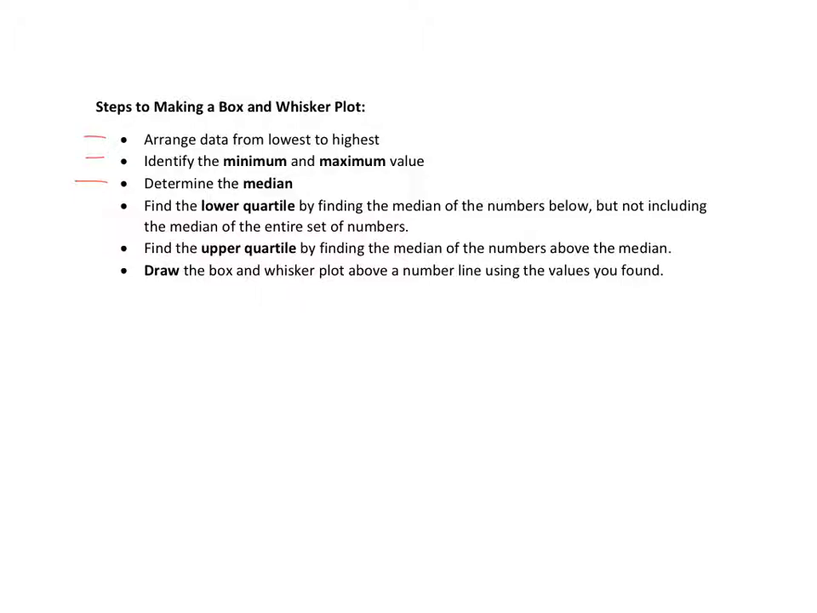And then we find our Q1, or our lower quartile, and we find the median of the numbers below the median, not including the median. And we find the upper quartile by finding the median of the numbers above or greater than the median. Notice that for these two, we do not include the median when we're calculating those. And then we draw the box and whisker plot using those values. So the box goes around the middle three numbers with a line above the median, and then we draw a line out to the whiskers with just a little tick mark at the ends so that it's easy to read where the endpoints are.